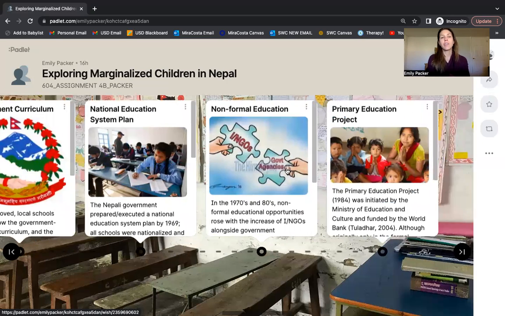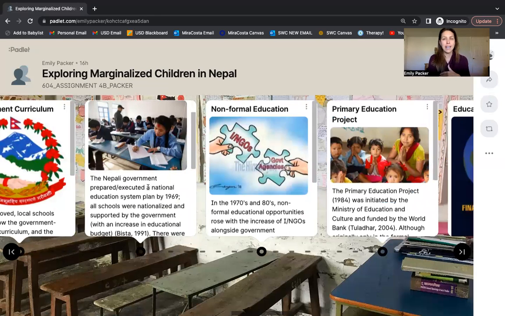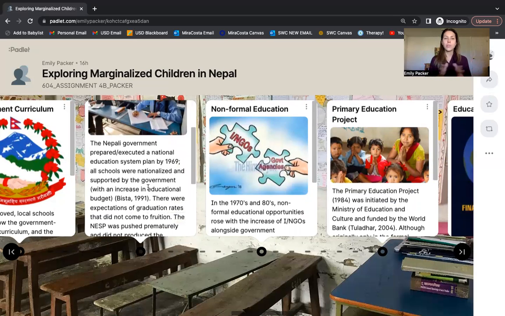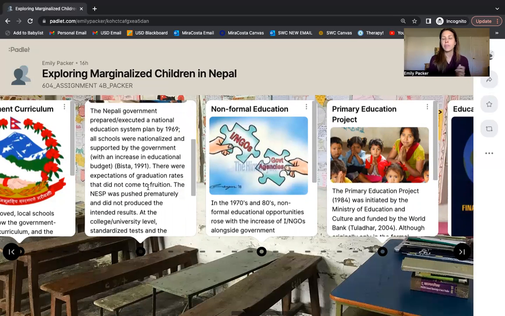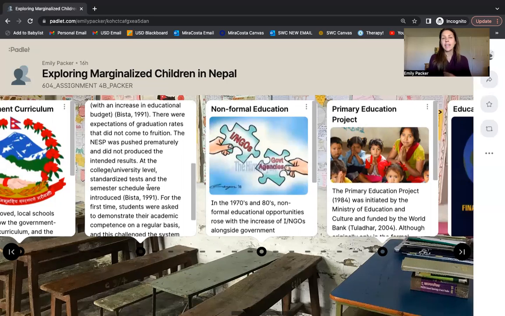Then Nepal had what's called the National Education System Plan, and this was executed towards the end of the 1960s. All of these schools were nationalized and supported by the government with an increase in educational budget. So the budget increased, which was a huge step forward. And yet the graduation rates were still pretty poor. The literacy rates were rising, but not to the point where the government thought that it would be. So the NESP was pretty rushed.